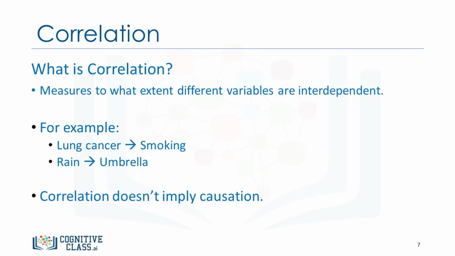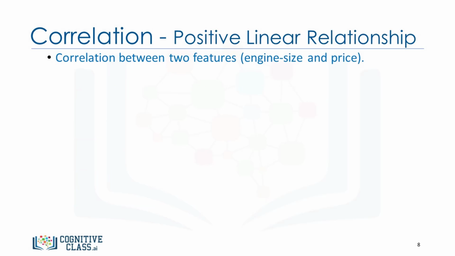In fact, we can say that umbrella and rain are correlated, but we would not have enough information to say whether the umbrella caused the rain or the rain caused the umbrella. In data science, we usually deal more with correlation. Let's look at the correlation between engine size and price.